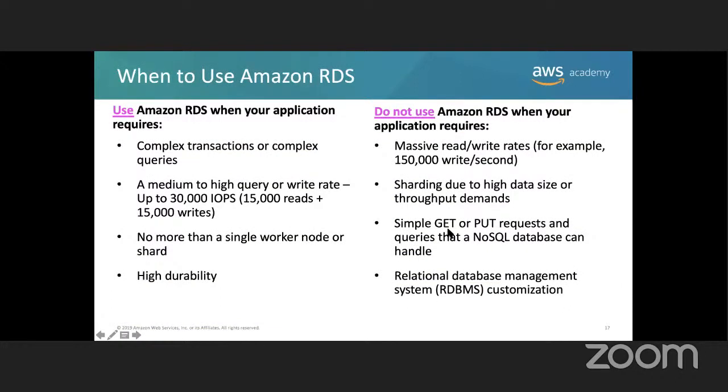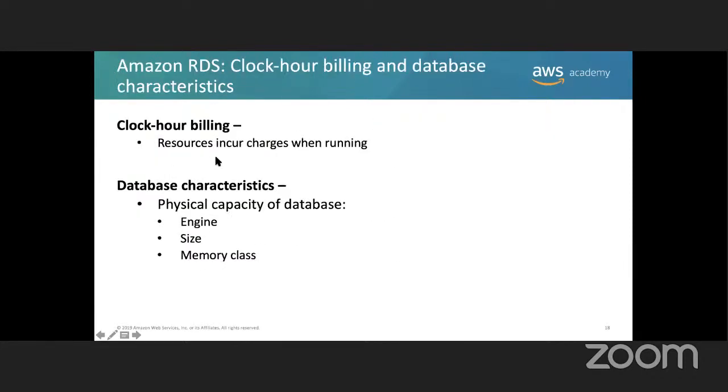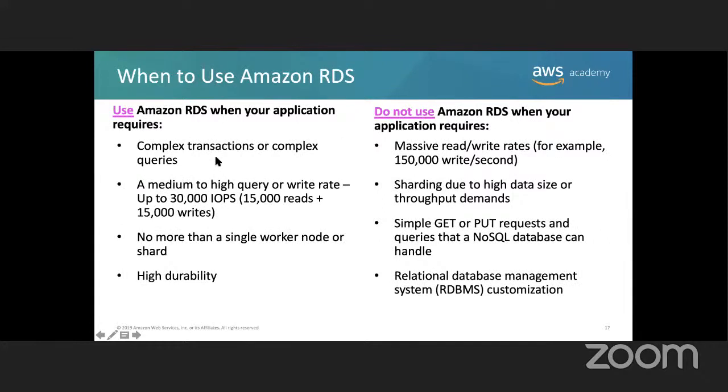When to use Amazon RDS? You use it when you need complex transactions or complex queries. If you need joins, things like that, you will use RDS, because remember that RDS is a SQL database, whereas DynamoDB is a NoSQL database. So for complex transactions and complex queries, you would not use DynamoDB. Instead, you use RDS. For a medium to high query or write rate, up to 30,000 IOPS, which is 15,000 for reads and 15,000 for writes, you will use RDS. If it goes over that, then you will have to use another solution.